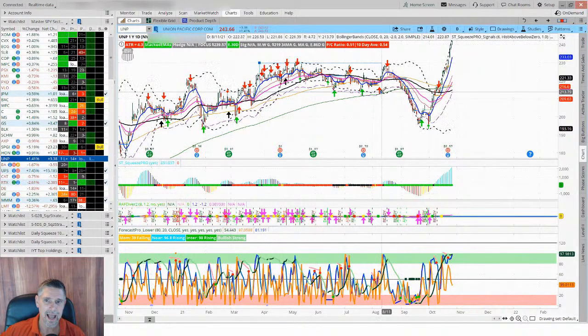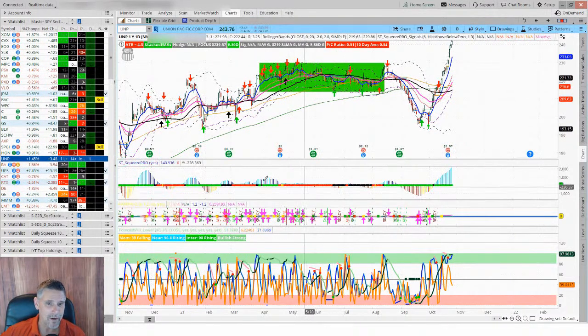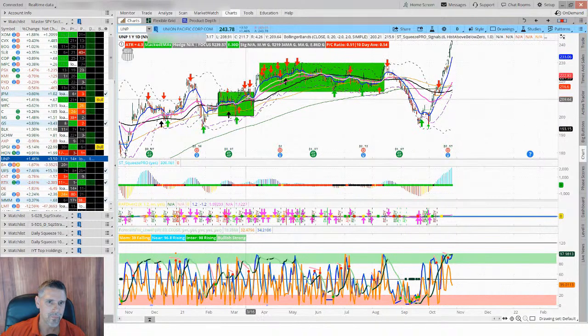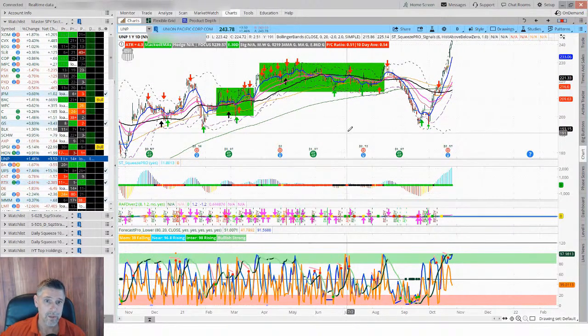So technically, I can draw a box around that entire period. Now, it kind of just chopped up and down, but it's in the squeeze, right? You can even do that. Actually, that's a good one right there as well, right? Right there. This one, UNP, squeeze a long time.